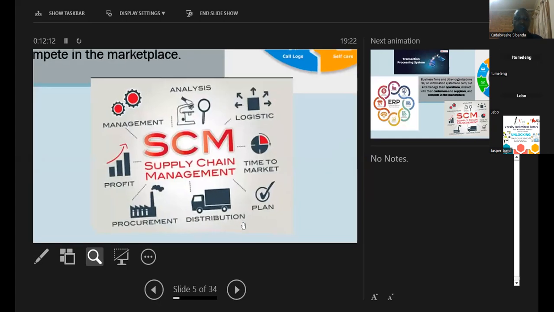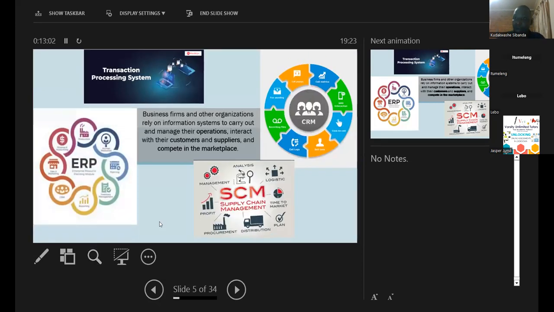Then when it comes to supply chain and logistics, take for example a company like Shoprite. They need to order stuff from suppliers, and then transport whatever they've bought to the various Shoprite places. So they need a system where they can communicate with all the suppliers in one place and see what is happening. That's where the supply chain management system comes into play. It is responsible for logistics, time to market, planning, distribution, procurement, and so forth. That is another type of information system used by a company.